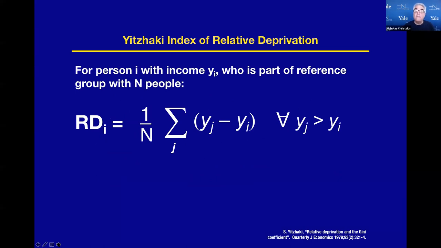And here's the math for one measure of relative deprivation, something known as the Yitzhaki index. What you do is you take for a person I with income Y sub I, who is part of a reference group with N people, for all Y sub J greater than Y sub I, in other words, for all people whose income is higher than yours, you subtract every richer person's income minus your own income, you sum that over J, and you divide it by N, where N is the size of the whole population, not just the people that are richer than you.